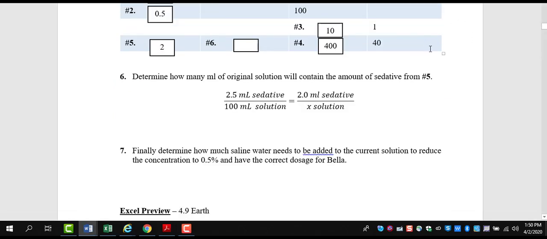So there's our proportion to solve for this. Again, the only thing we're doing is we have 100 milliliters of the original solution. It's got 2.5 milliliters of sedative. So if we pour it in a bottle, we're going to pour in enough so that we get 2 milliliters of the sedative. We don't want 2.5, but we want to know how much of the solution we need to pour in. So if you cross multiply and divide, you're going to get 80 milliliters. So that's going to go right here.